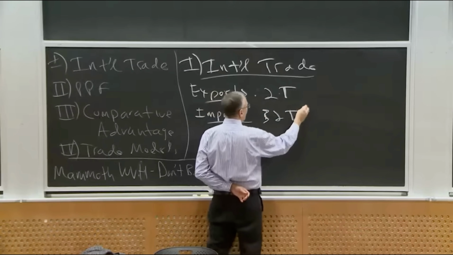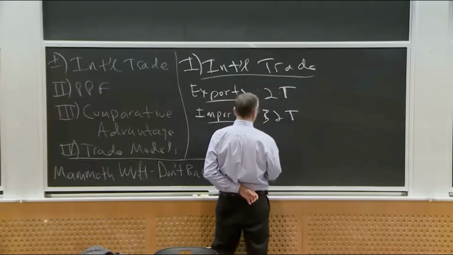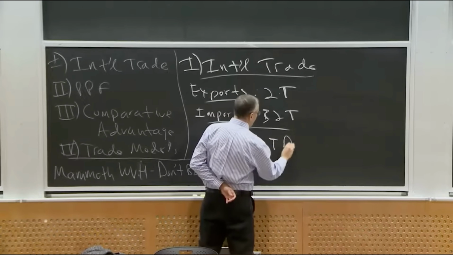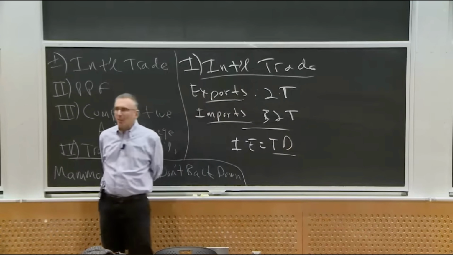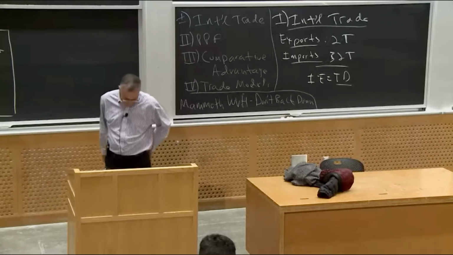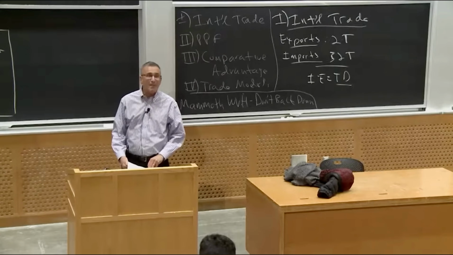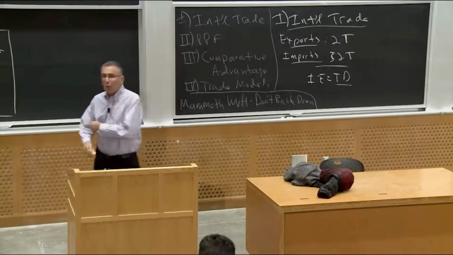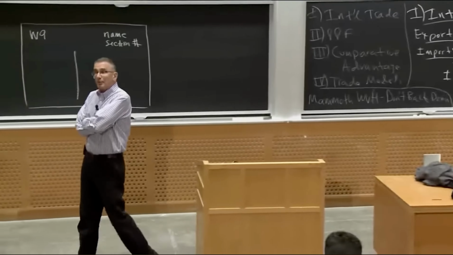The difference, imports minus exports, we call the trade deficit. So we have a $1.2 trillion trade deficit. That means we import about $1.2 trillion more worth of goods than we export.